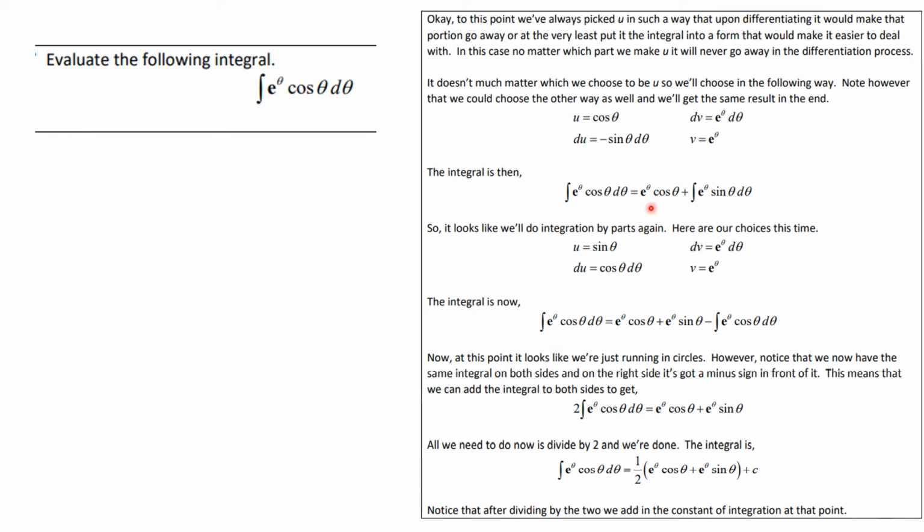So this integral now is, I had this part, but now what I get is the new uv minus the integral of v du. Now you might say, well, we're going in circles, but I realize that here I have minus this term, which is the same as this term. And so I can add that to both sides, getting the integral of e to the theta cosine theta d theta is just going to be this plus this. And if I divide by 2, then I have that the indefinite integral of e to the theta cosine theta d theta is 1 half of e to the theta cosine theta plus e to the theta sine theta, plus C.